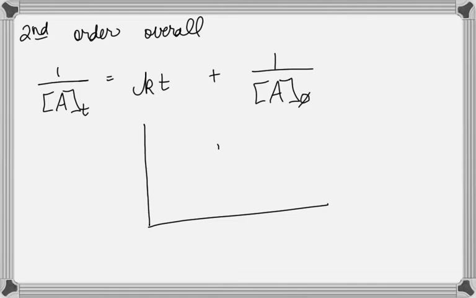So what gets plotted on the y-axis? The delta. Do you see it's the reciprocal of the concentration? Because that's y equals mx. What gets plotted on the x-axis? 2. Mm-hmm.